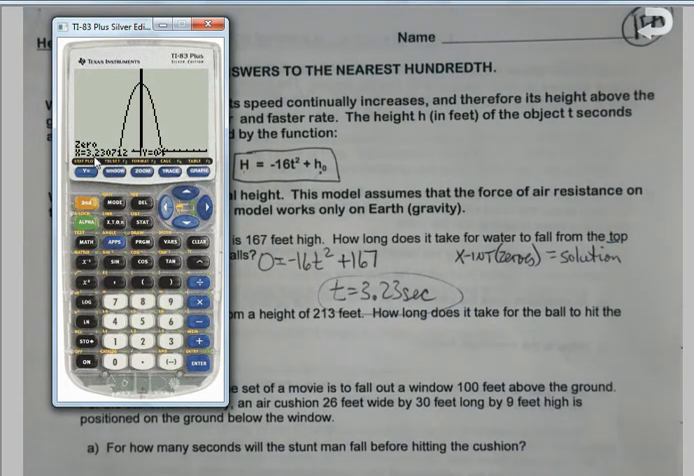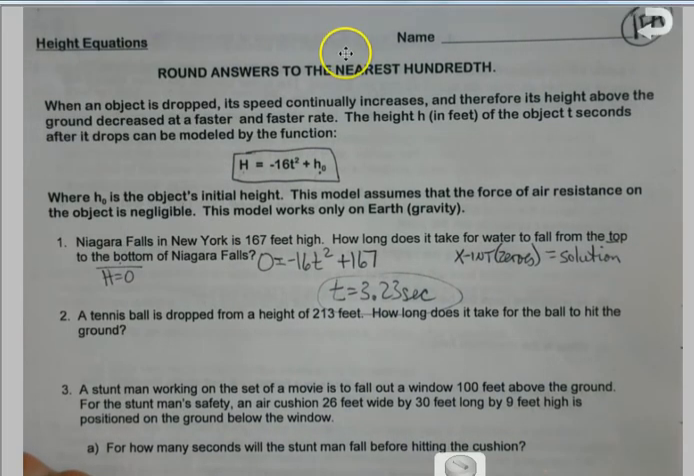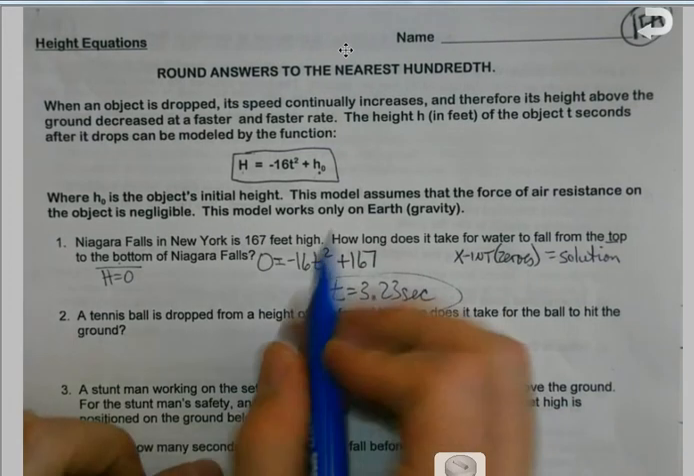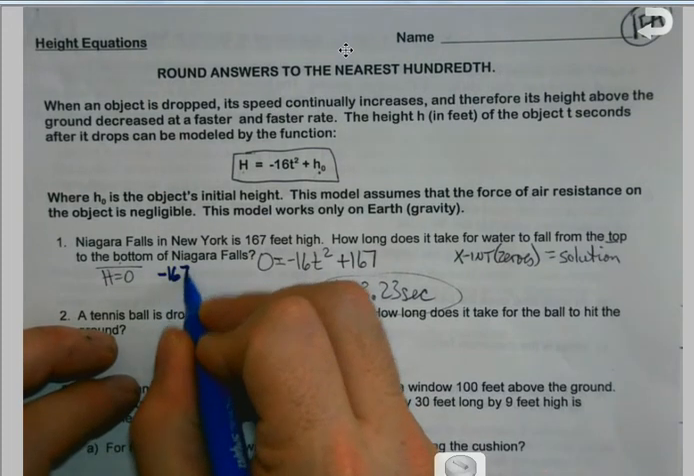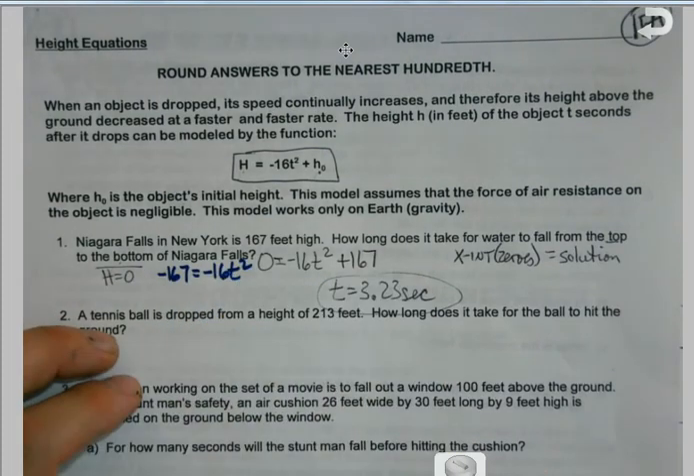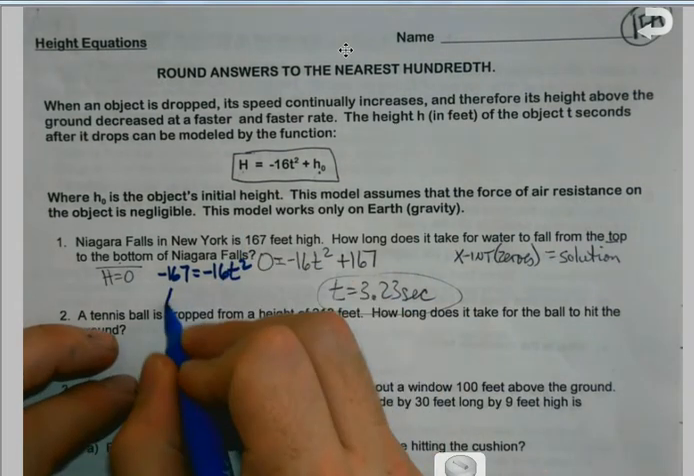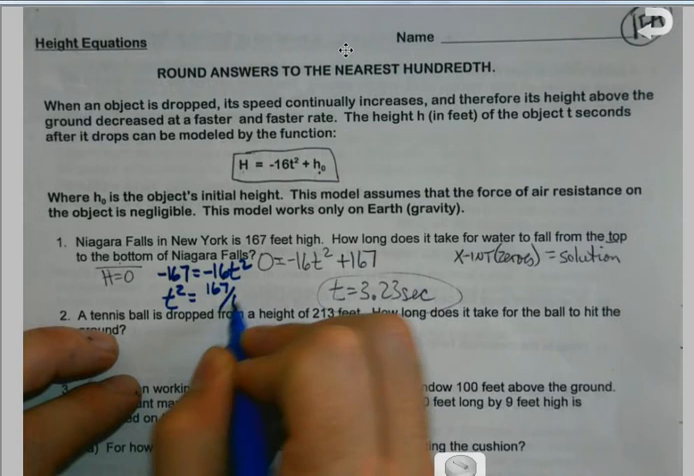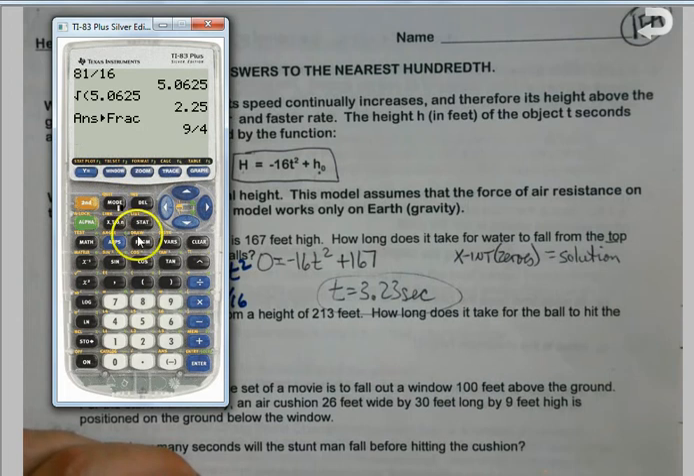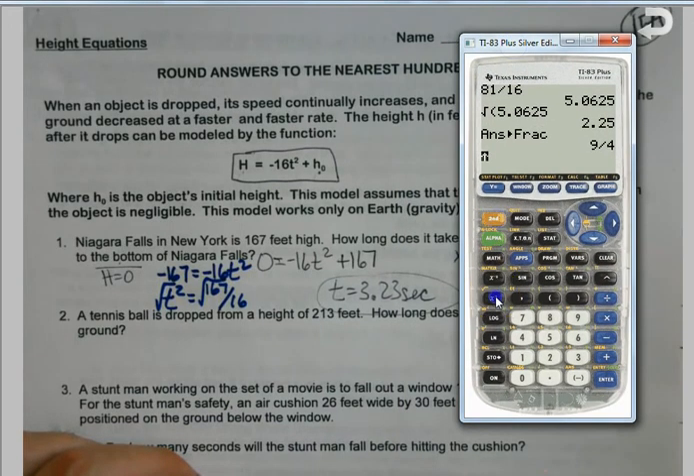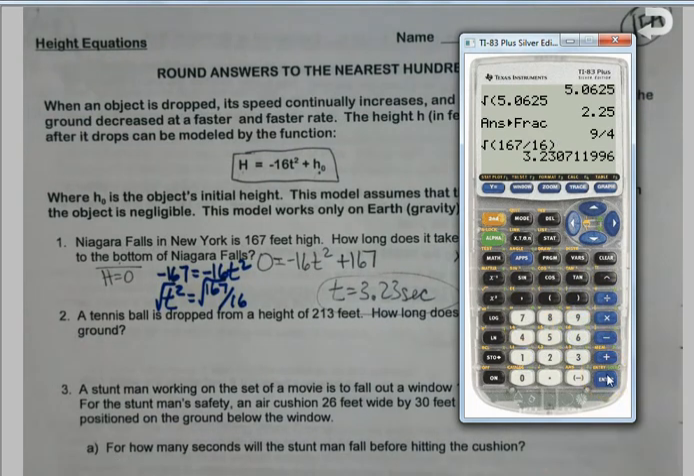Now, if you are more algebraically inclined, if you'd rather just do the algebra when it's possible rather than having to mess with all this stuff in the calculator, that's okay. Because if I were going to go algebraically with this, I'd just say, okay, let's get t squared and these guys away from each other and solve for t. So I could subtract the 167 if I wanted to go that way, and then divide both sides by negative 16, and take the square root. Now let's see if I get the same thing if I do it that way. So if I take the square root of 167 over 16, okay, I get the same thing.